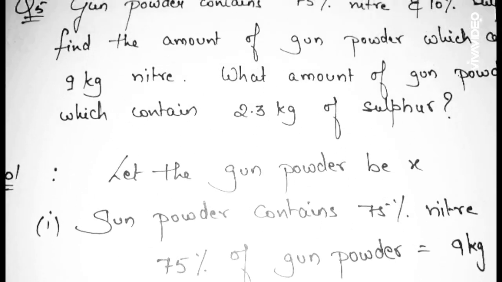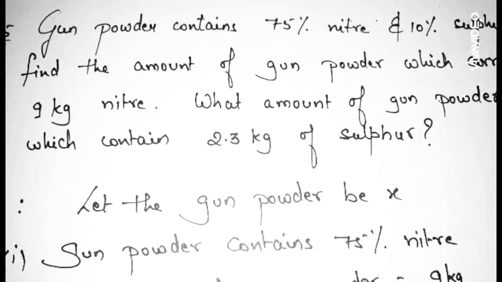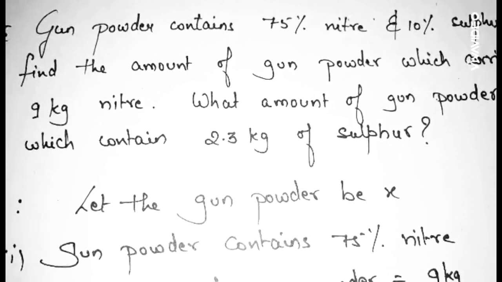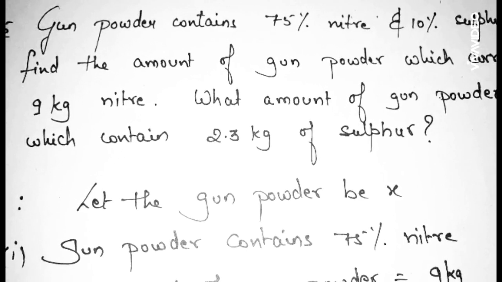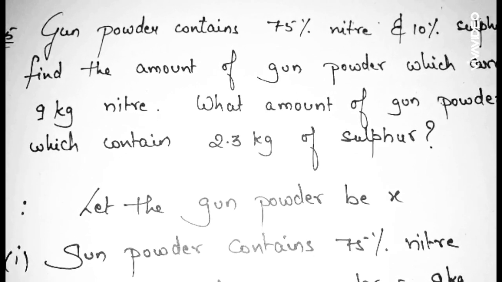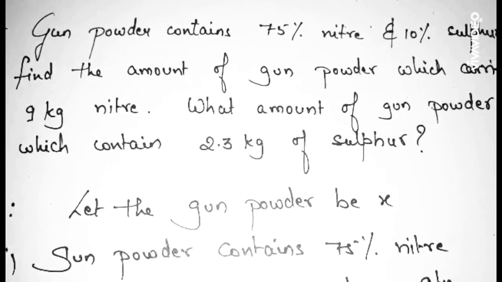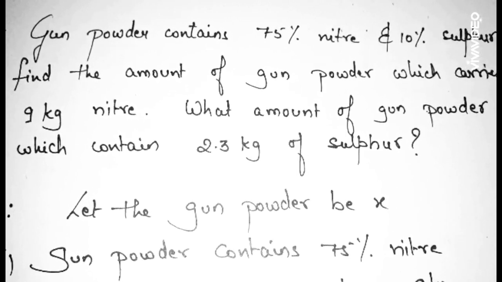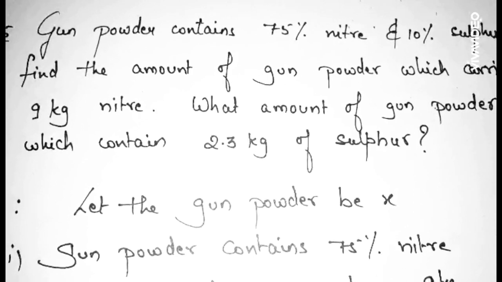Okay, now move on. Second part, what amount of gunpowder contains 2.3 kg of sulfur? Now if you see, this is the same as the first part. Now we have to find that 100% amount of gunpowder which is carrying the 2.3 kg of sulfur. So basically the quantity of sulfur in percent is 10%. So basically 10% sulfur is equal to 2.3 kg of sulfur. Okay, now move.